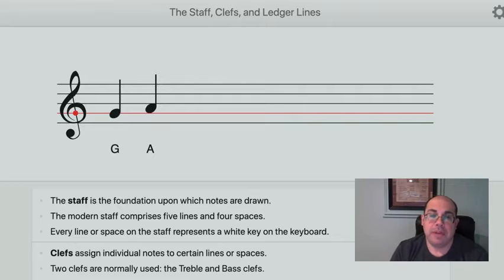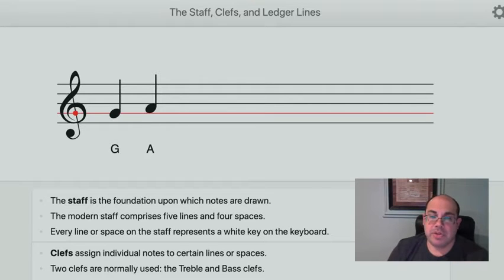So if we think about the musical alphabet, it goes A, B, C, D, E, F, G. After G, it then repeats back to A. A, B, C, D, E, F, G. And that's how our alphabet goes. Once you hit the note G, if we go up, we're going to start the alphabet again. So the next note higher is going to be the note A.